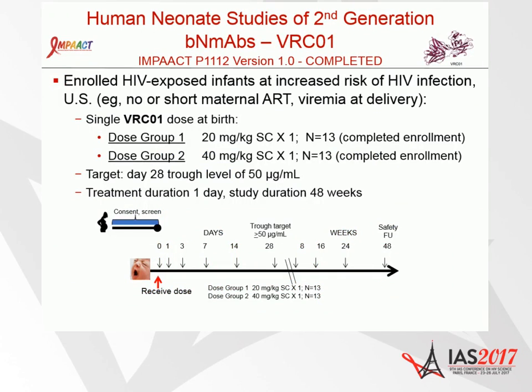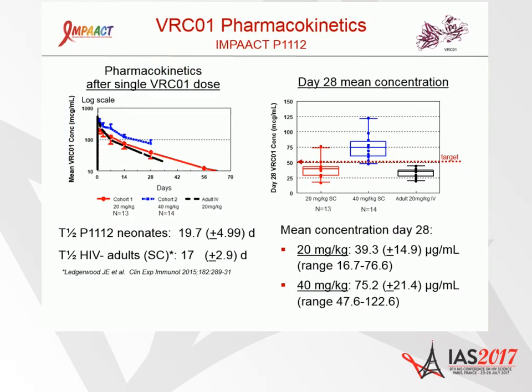So we are now studying these drugs in neonates, and there's a study in the IMPAACT group, P1112. This enrolled HIV-exposed infants at increased risk of infection, such as no maternal treatment, or mothers with viremia at delivery in the US, and gave 2 different doses, 20 per kilo or 40 per kilo, of a single VRC01 dose at birth, and the target here was a trough level of 50 micrograms per ml at day 28. If you look at the pharmacokinetic data, you see that the pharmacokinetics in the neonates was very similar to that seen in adults, with a half-life of about 20 days.